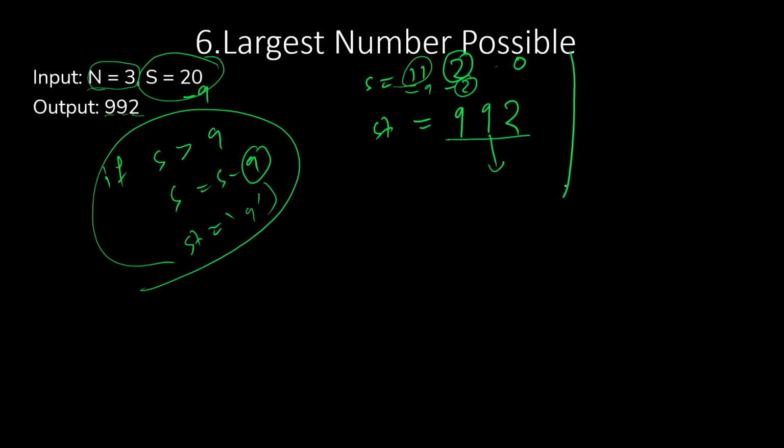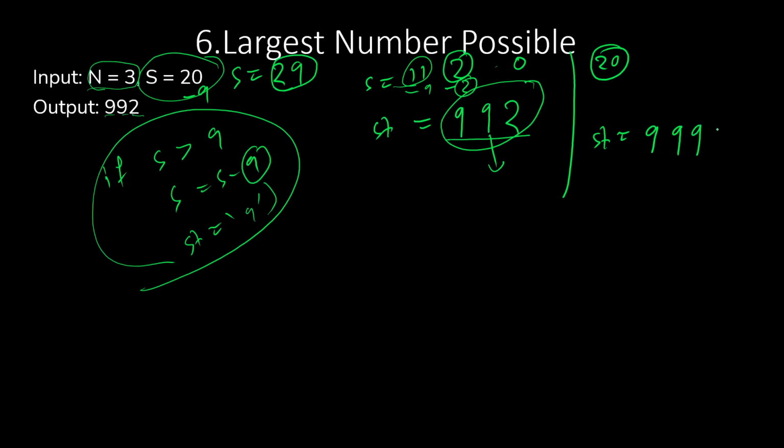In another case, just imagine the S value is 29 instead of 20, and the same 3 units of space apply. Let us try this. 29 is greater than 9, so we can subtract 9 here. After subtracting, we got 20, and we add the subtracted value to the string. We got 9, and this 20 will repeat the same process. If we use the same process, we'll get 992 here.